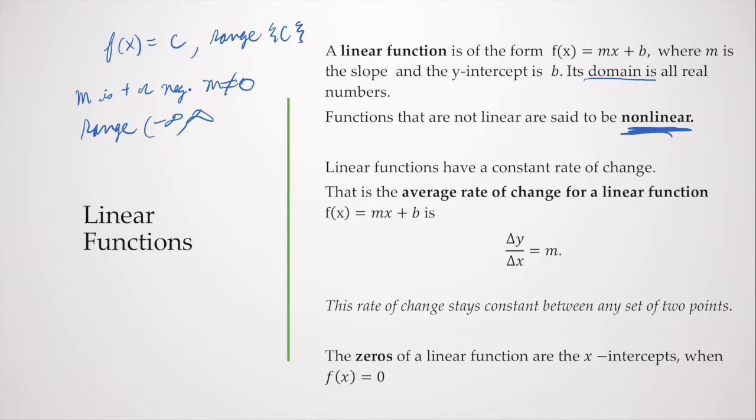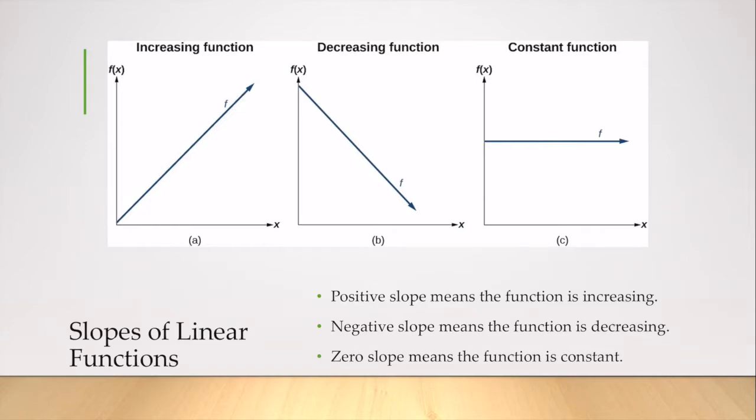So the average rate of change for a linear function is their slope, which is the change in y over the change in x. You may have seen this defined before as y2 minus y1 over x2 minus x1. This is delta, the Greek letter delta, and it means change. So this rate of change stays constant between any set of 2 points on the same linear function. Friendly reminder that the zeros of a linear function are its x-intercepts, or when f of x, which is y, equals 0.